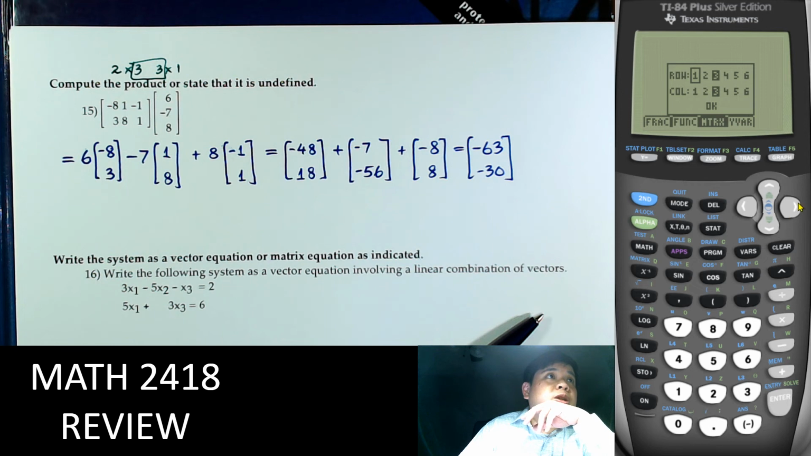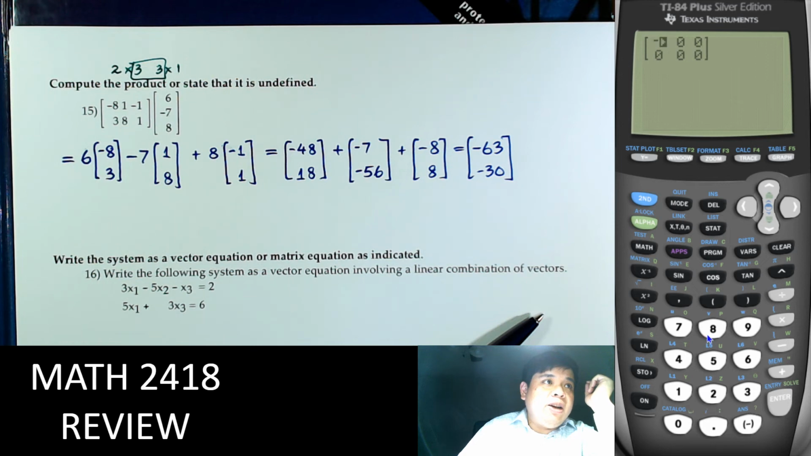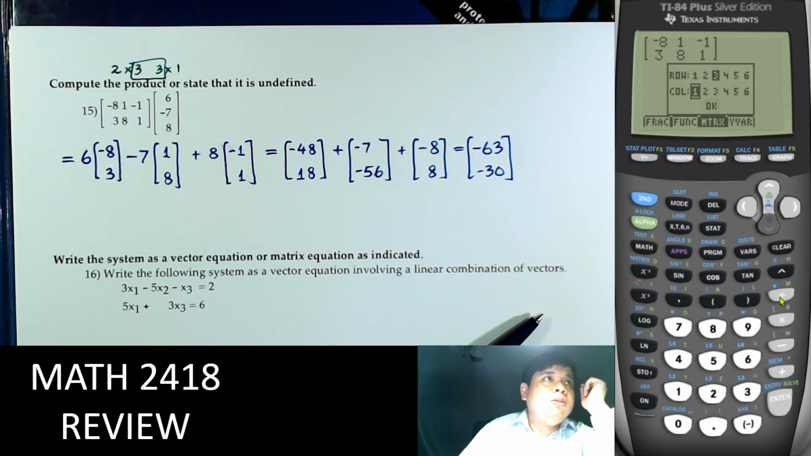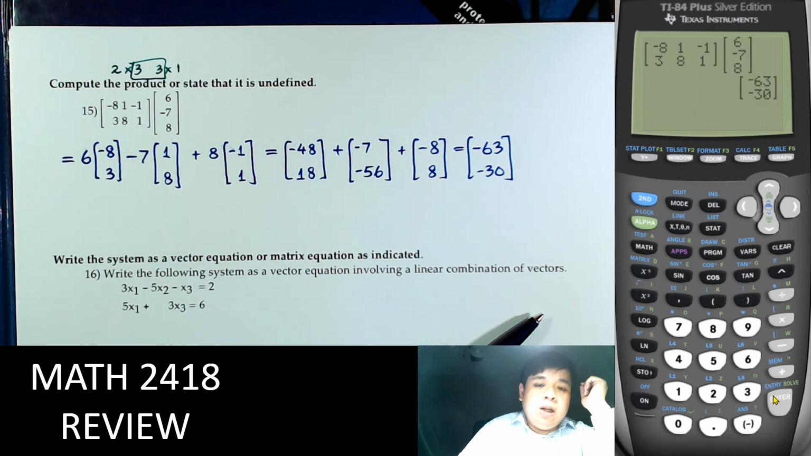So I have 2 rows, 3 columns, and the numbers -8, 1, -1, 3, 8, and 1, multiplied by another matrix, 3 by 1: 6, -7, and 8. Okay, so we're good.